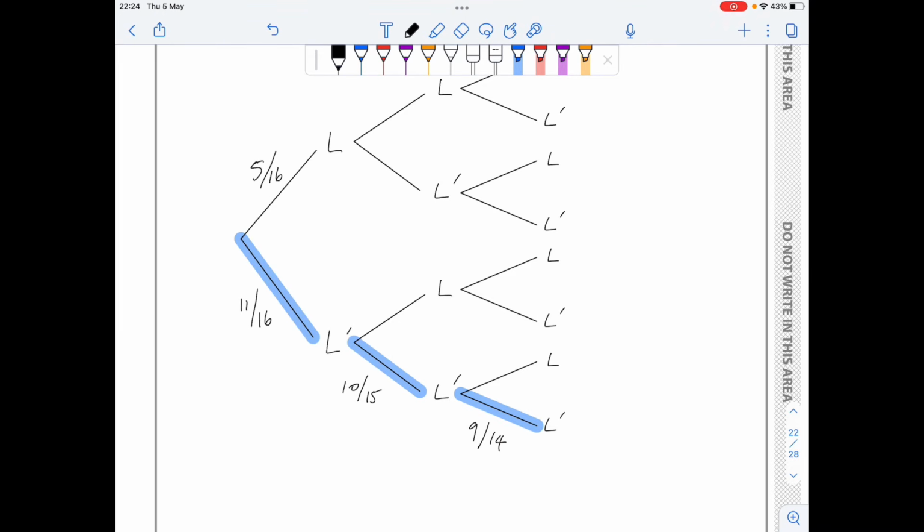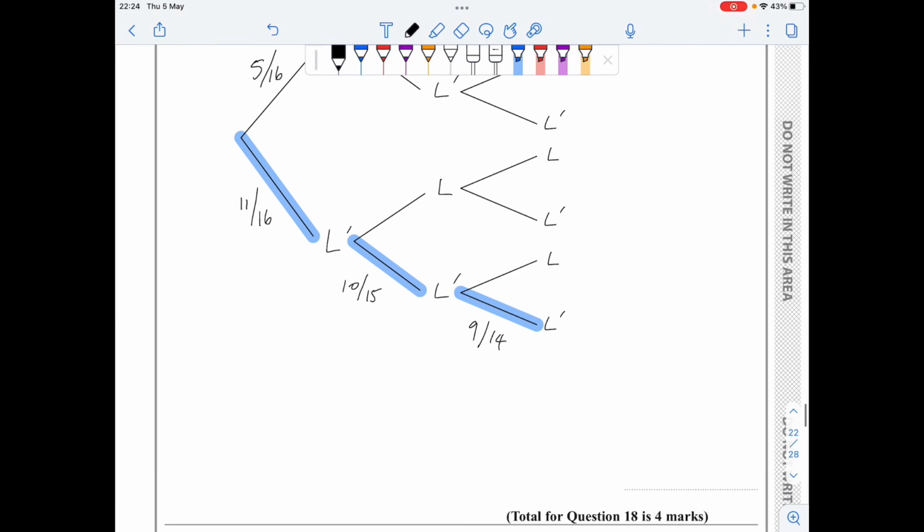And to find this probability, I will multiply the 3 probabilities. So I have 11 over 16 times 10 over 15 times 9 over 14, and this will give me 33 over 112.